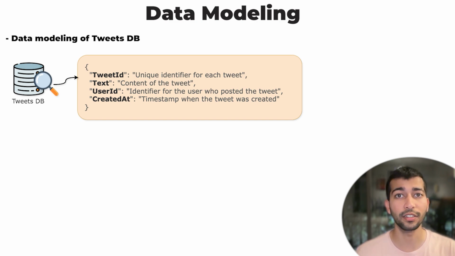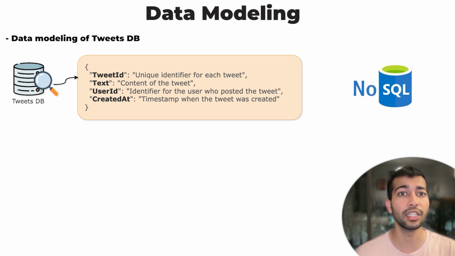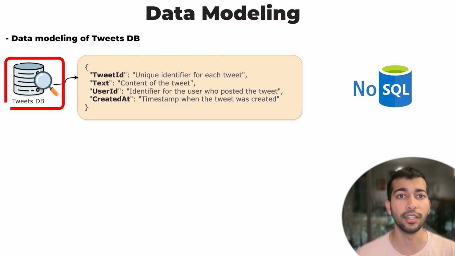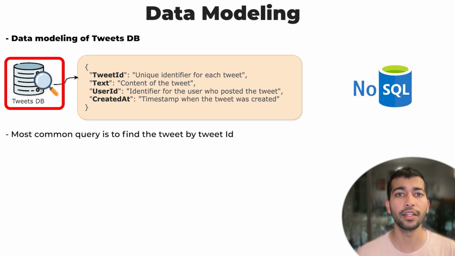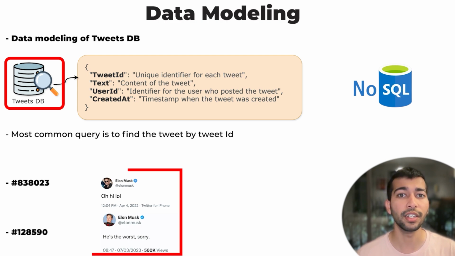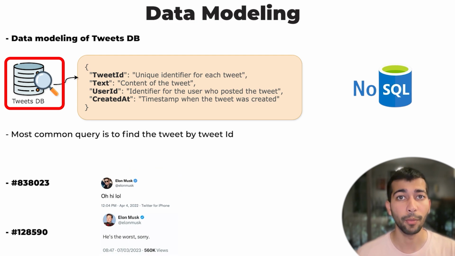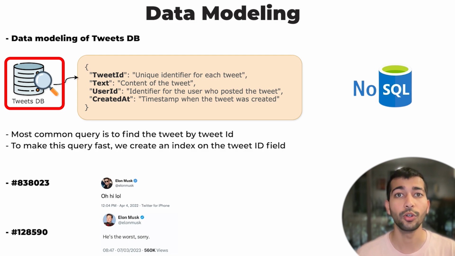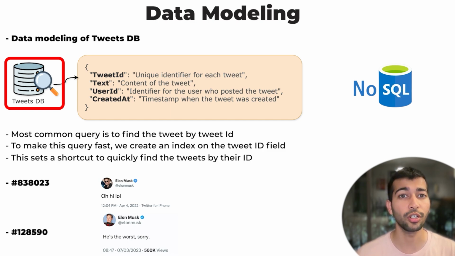Now, in the previous discussion, we saw that we'll be going for NoSQL databases for our TweetsDB. The most common query here for our TweetsDB is when we are trying to find a tweet by its tweet ID. This is a rather simple query. We are trying to retrieve the tweet by its tweet ID. Because it is the common query, we'll index according to it. So to make this query fast, we create an index on the tweet ID field. This sets a shortcut to quickly find the tweets by their ID.